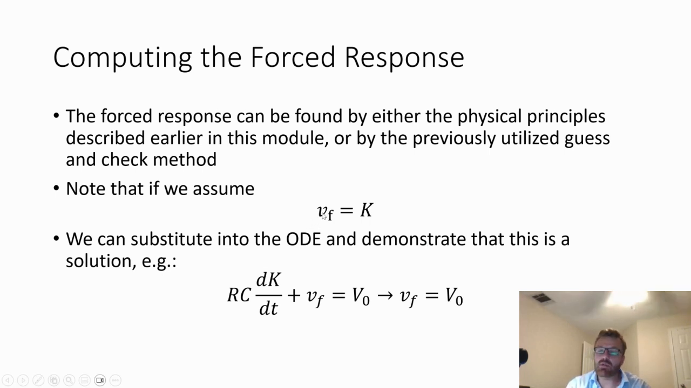And you'll remember in that table, if the actual input is a constant, then the form of the forced response will be a constant. If you plug in that candidate solution into the differential equation, V just becomes K. Since the derivative with respect to time of a constant is 0, what that shows you is that the actual forced response has to be V naught.